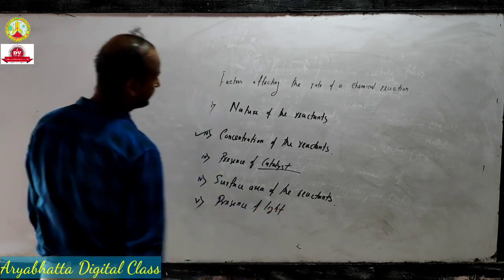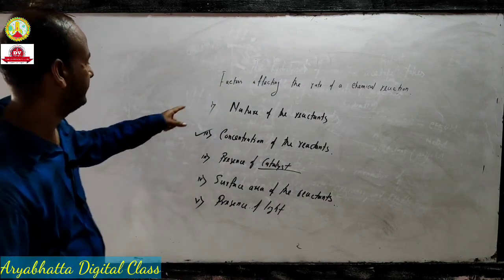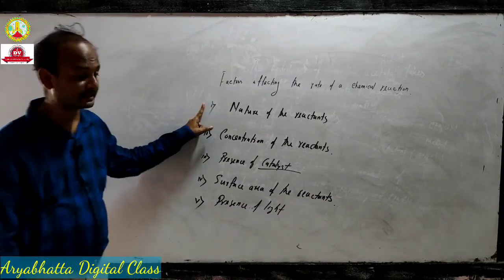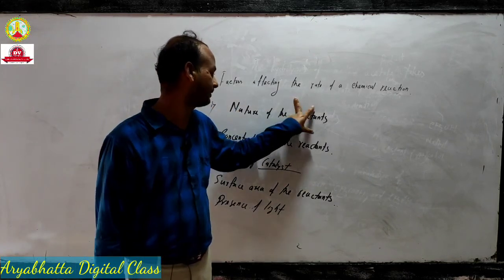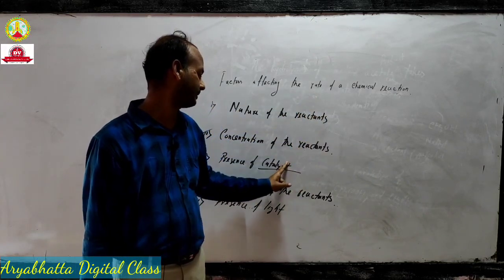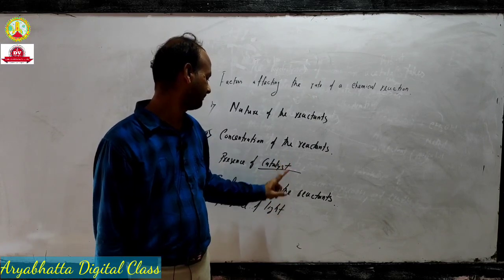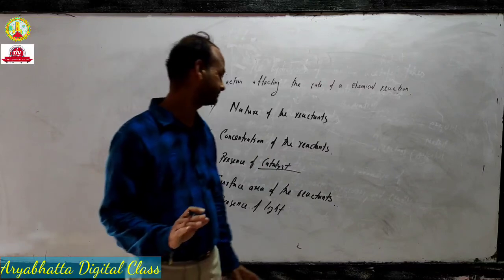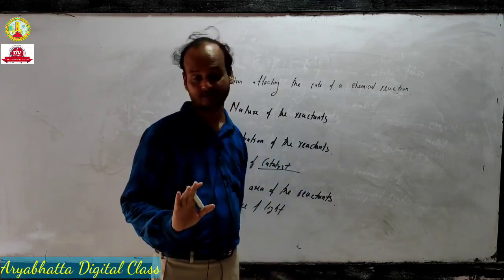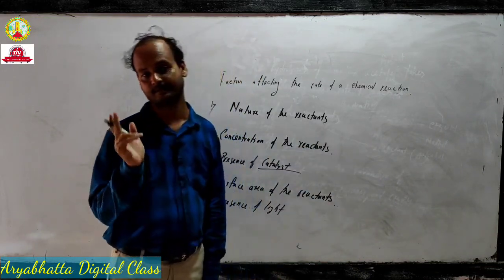These are the factors which generally affect the rate of a reaction. In the next class I will briefly describe these factors, number one, two, three, four, five. At present, please only see these factors. Okay, bye. I will come back in my next class.